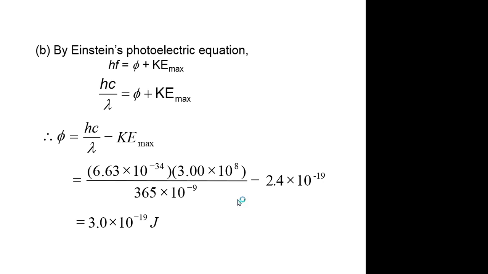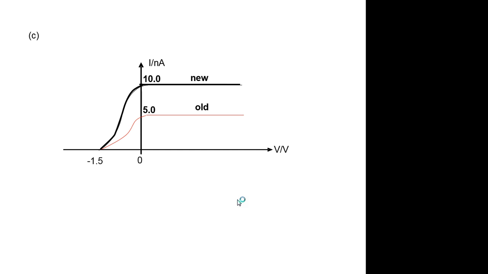It doubles. Okay? If you double the photon rate, what happens to the electron emission rate? What happens to the electron rate? It doubles. What happens then to the current being measured? It doubles. Right? There you go. Done. Easy peasy.